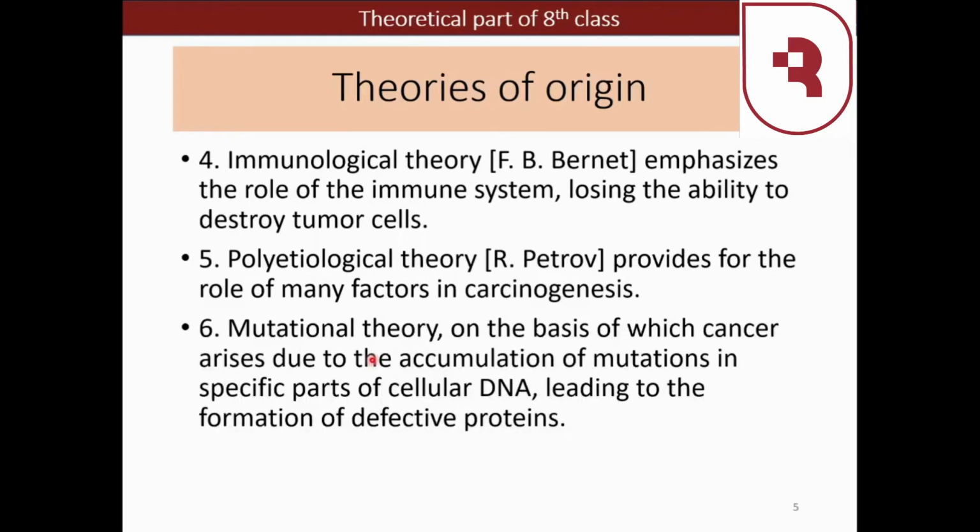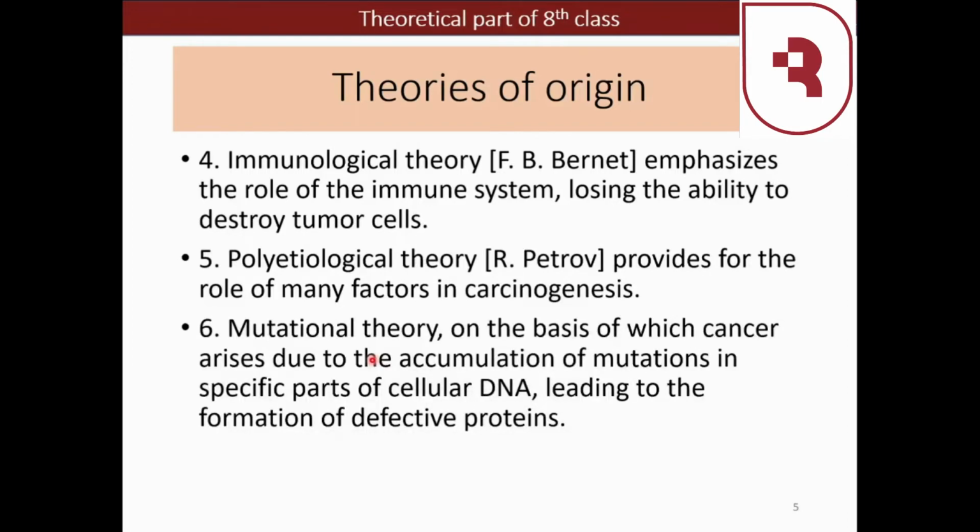The next theory is the theory of Burnet, and it is an immunological theory. It emphasizes the role of the immune system losing the ability to destroy tumor cells in our organism. According to this theory, at each moment we may see creation of new tumor cells in our organism, and our organism should find and kill them. But sometimes our immunological system has some insufficiency, and this leads to activation of the tumor process in the organism.